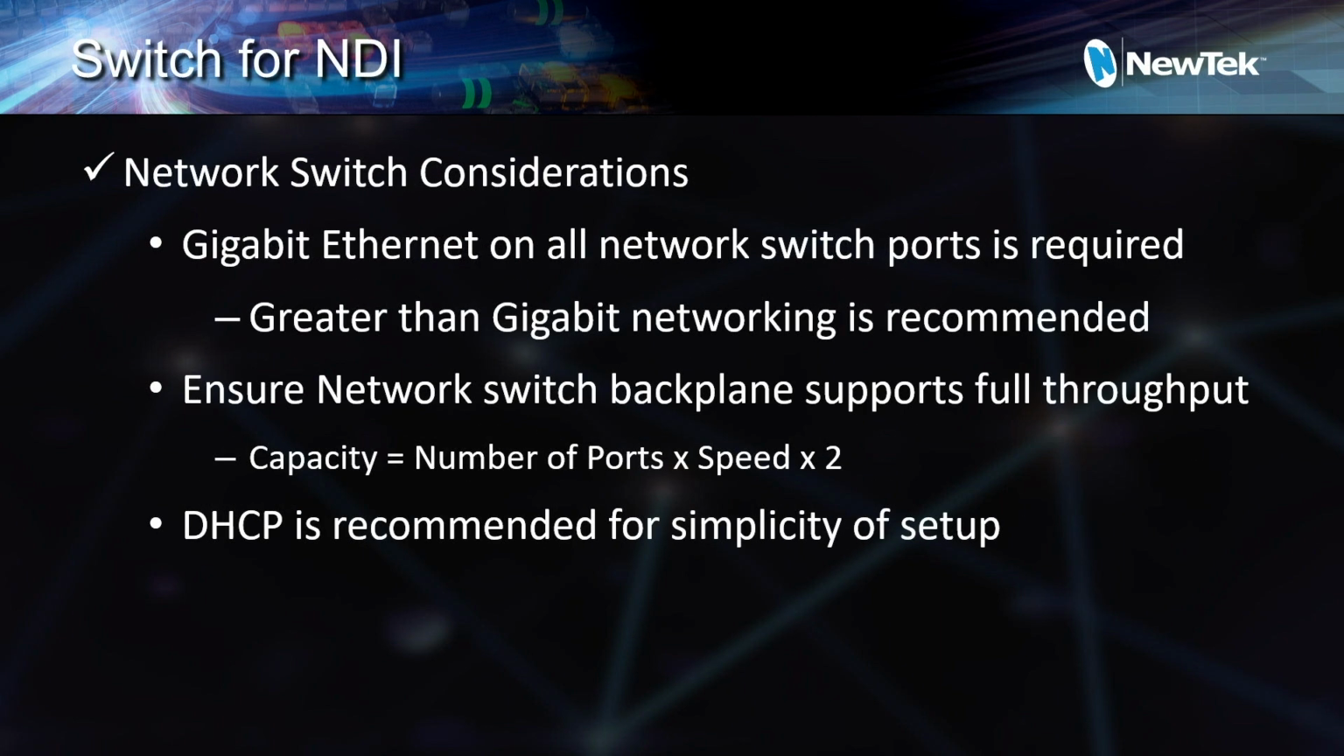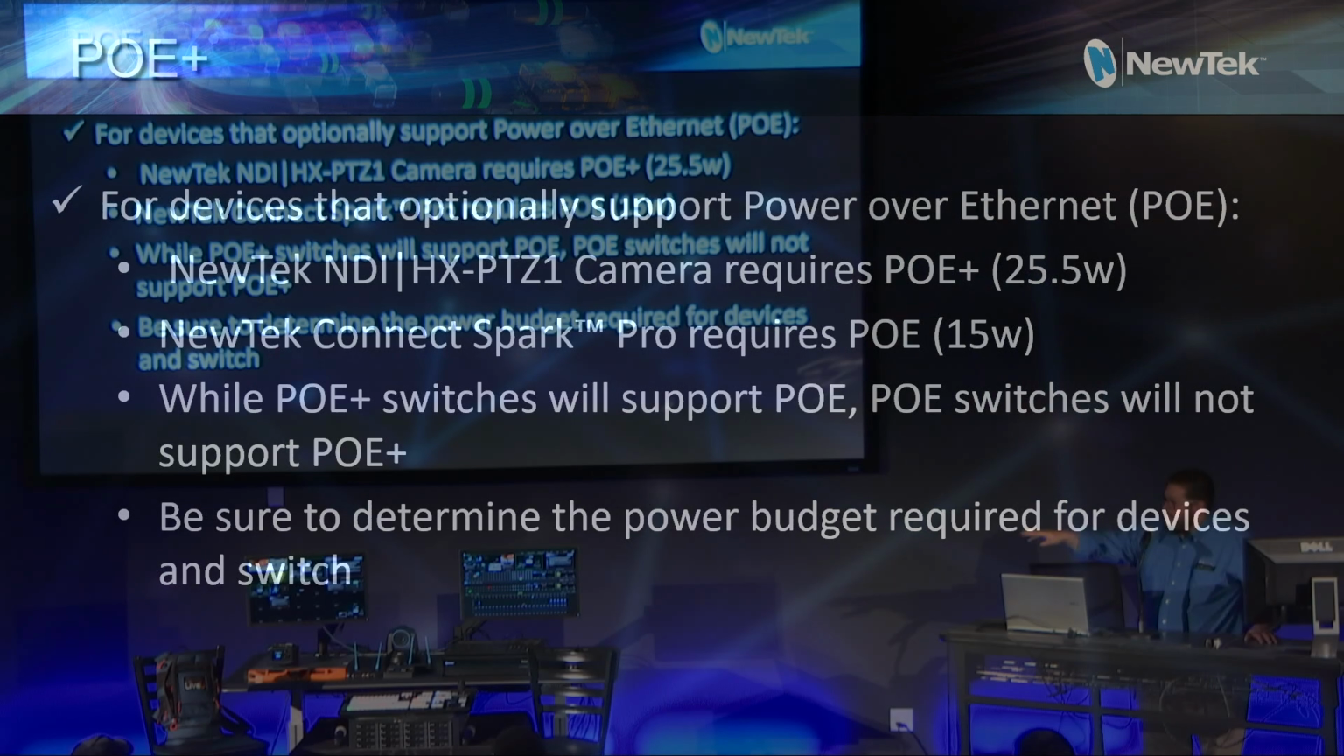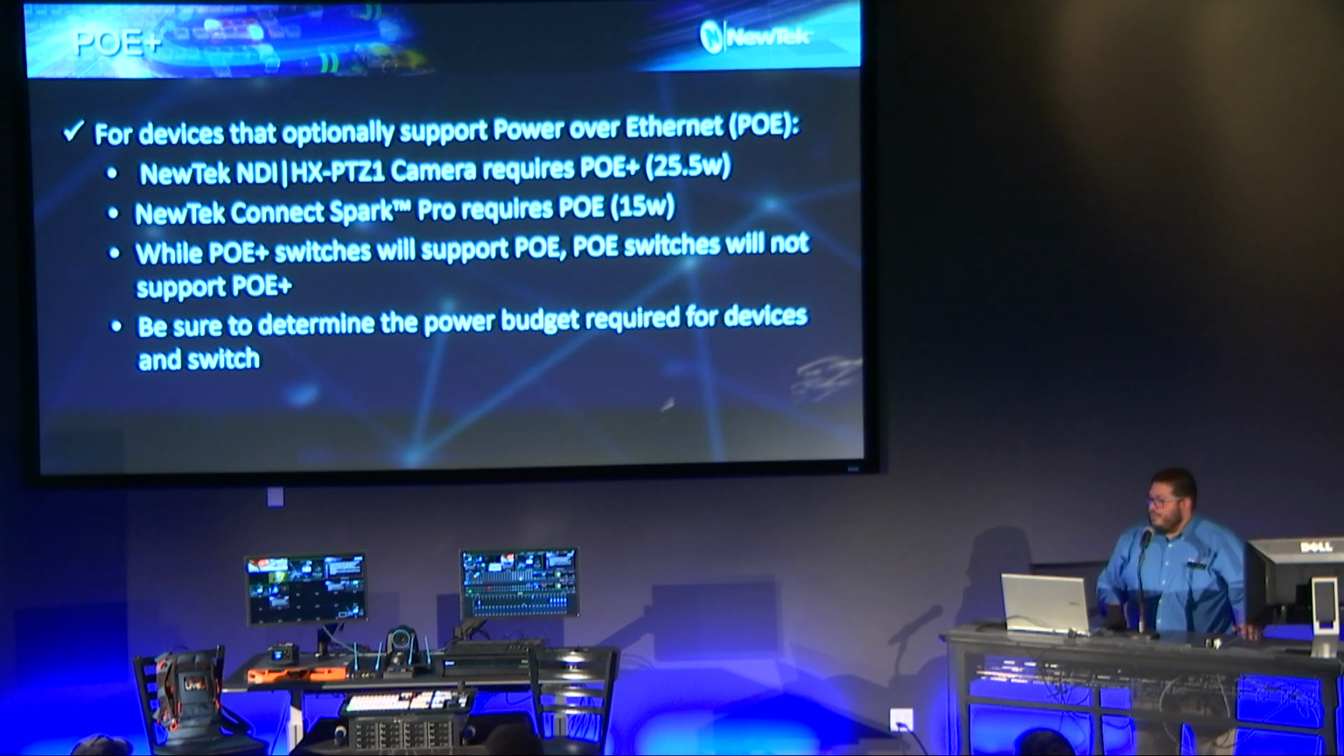So as we start to build for NDI, what are we looking for in our switches? Well, we're looking for things that have full gigabit. So effectively the math you're doing is a gigabit per port, and we have some basic numbers there. We want a switch that does DHCP if possible. And we're looking for also PoE+. PoE is really important for some of these devices you'll see up front. The Spark Pro and the PTZ1 camera are all PoE Plus capable. So we put that plus there.